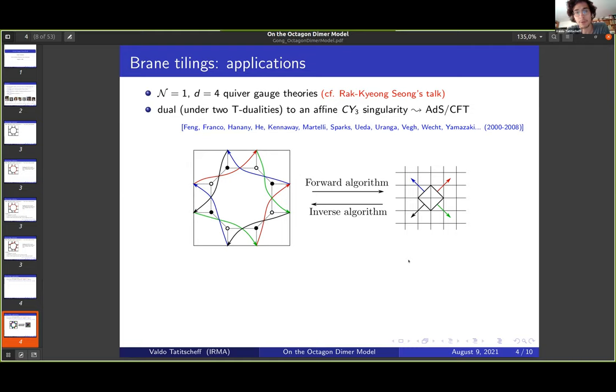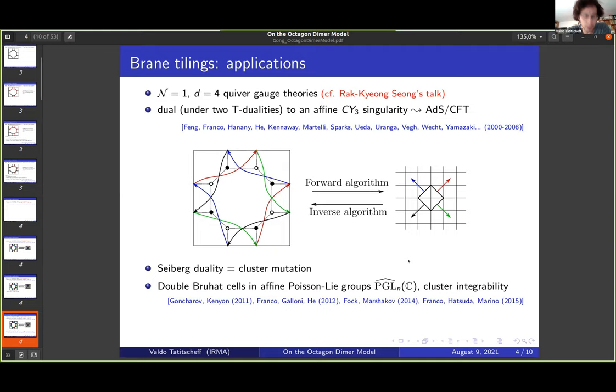Dimer models are also related to cluster algebras and varieties. They can, for example, be used to parameterize double Bruhat cells, and they have many more applications. So a recipe for the inverse algorithm is provided by triple point diagrams introduced by Thurston in 2004.